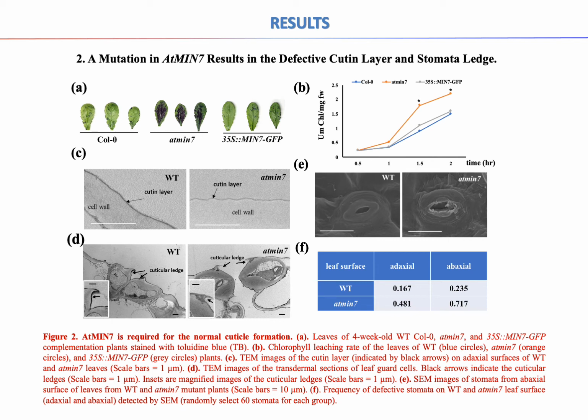The cuticle layer of the stomata of the mutant is almost missing, and the stomata structure of the mutant is defective compared to the wild type, and the percentage of defective stomata is much higher in the mutant than the wild type. So a mutation in AtMIN7 results in a defective cutin layer and stomata structure.